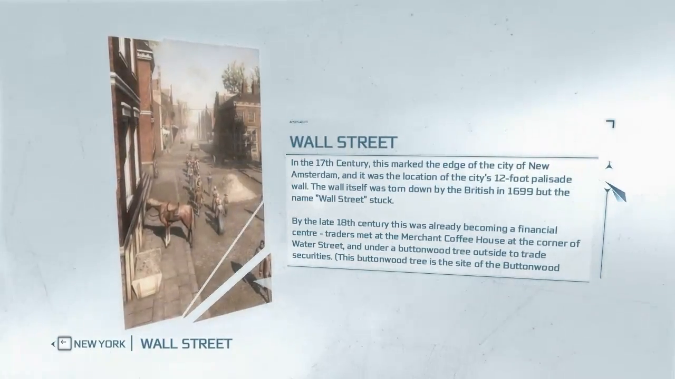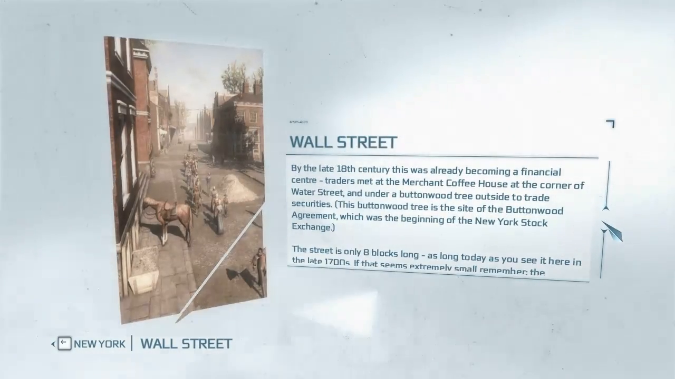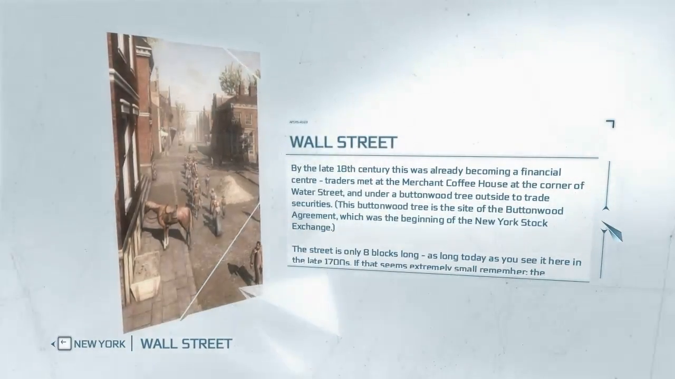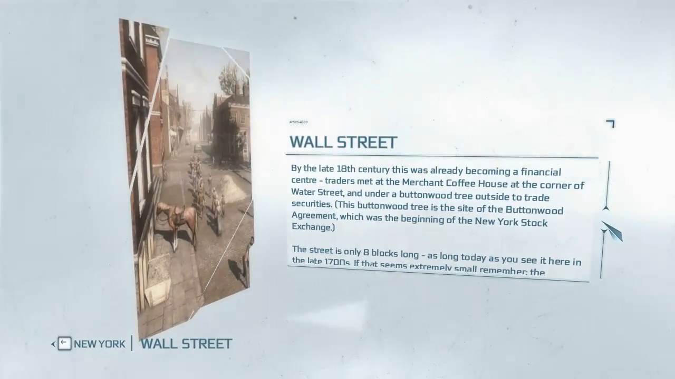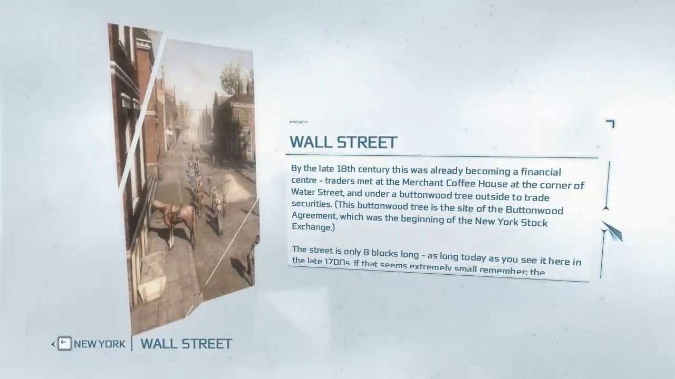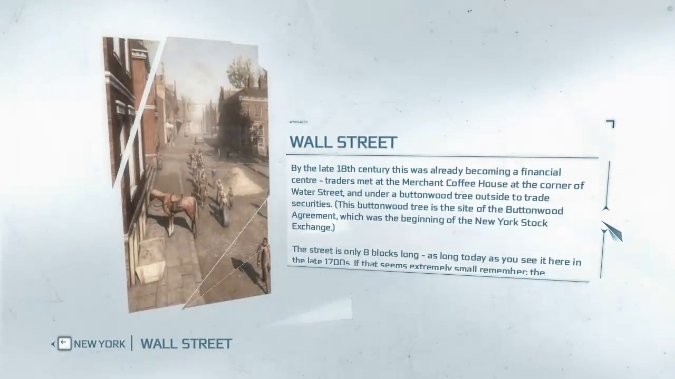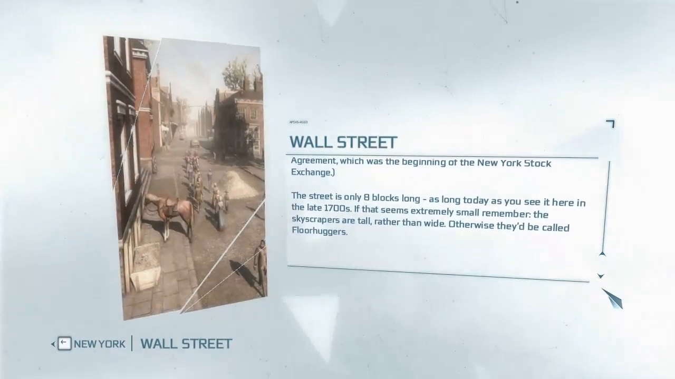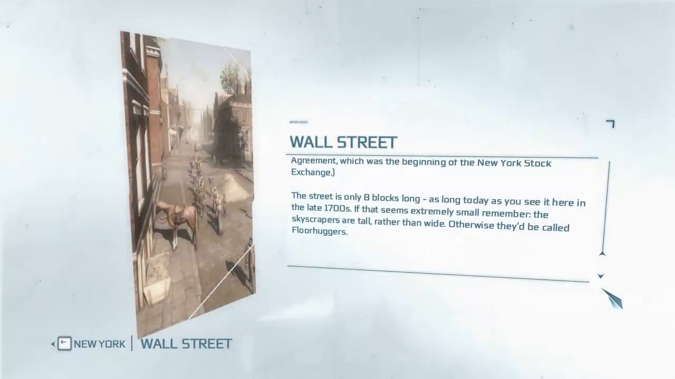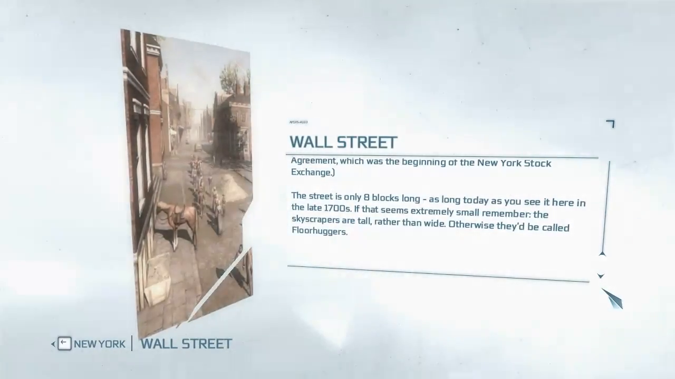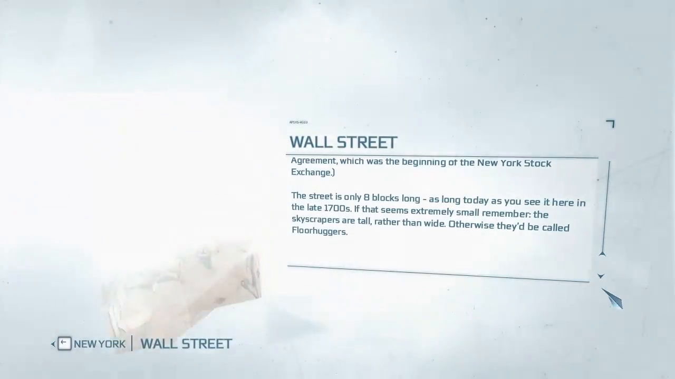By the late 18th century, this was already becoming a financial center. Traders met at the Merchant Coffee House at the corner of Water Street, and under a buttonwood tree outside to trade securities. This buttonwood tree is the site of the Buttonwood Agreement, which was the beginning of the New York Stock Exchange. The street is only 8 blocks long today as you see it here in the late 1700s. If that seems extremely small, remember the skyscrapers are tall rather than wide. Right.